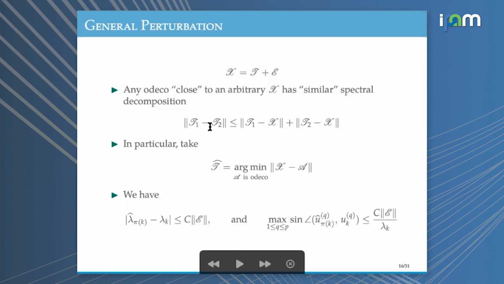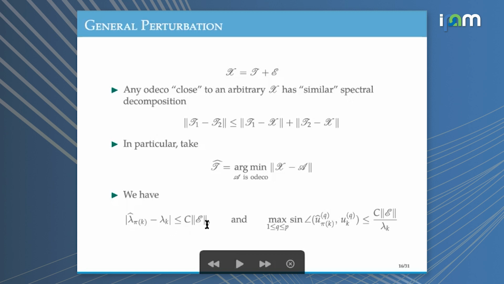So if you have two orthogonally decomposable tensors that both approximate X well in terms of tensor spectral norm, then by the triangle inequality their difference is going to be relatively small, up to a factor of 2. So if I define T hat to be an arbitrary best orthogonally decomposable approximation to X, then I can take its singular values and singular vectors as my estimate of the singular values and singular vectors of T. And whatever I described earlier now can be applied. I can find the permutation of all these indices so that all the singular values are estimated.